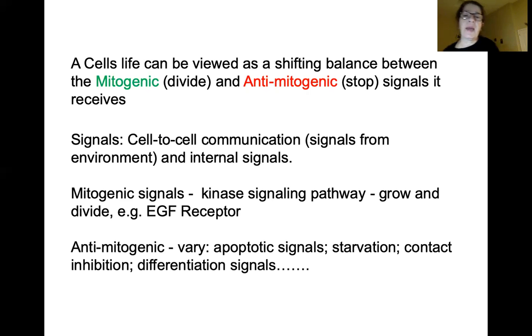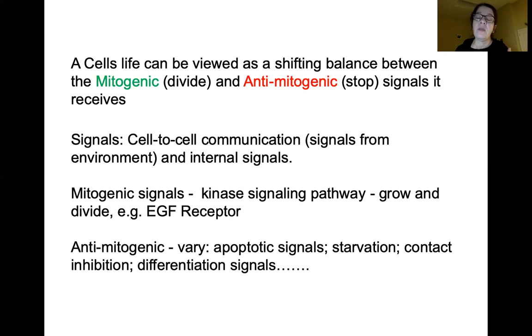And most signaling pathways that tell the cell to grow and divide, the mitogenic signals, are kinase signaling pathways, the ones we explored, for example, the EGF receptor. So signals that tell the cells to grow and divide function mostly through these receptor tyrosine kinases. Anti-mitogenic signals. So mitogenic signals are very simple. The ligand binds and the signal that the cell receives is grow and divide. That's it. Now, anti-mitogenic signals basically tell the cell stop, do not divide.